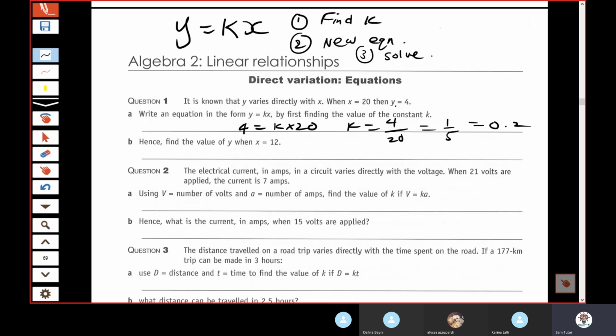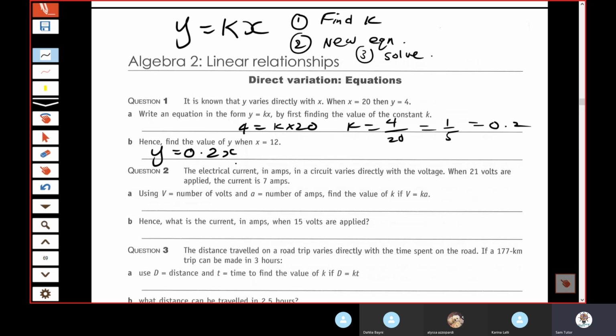We all understand what I've done there? You're always going to be given this fact. When x is 20, y is 4, and you've got to sub it in to find k. Otherwise, how else would you find k, right? So you've got to get rid of x and y. Okay, and then pretty much step 2, you have your new equation. Well, your new equation is this.